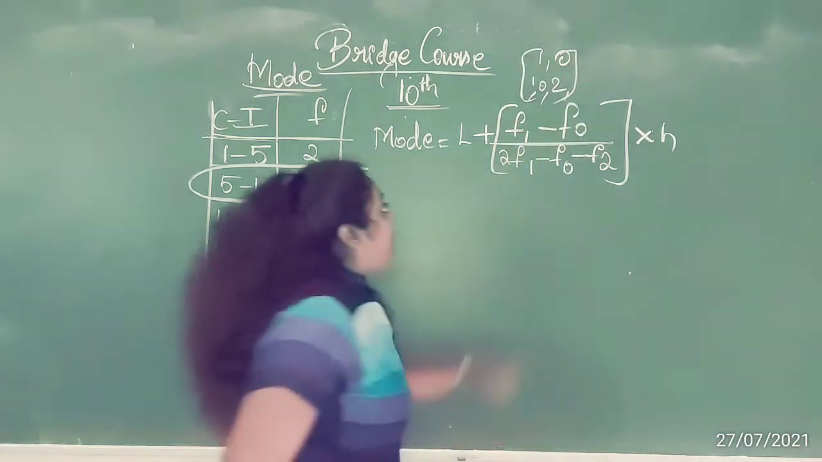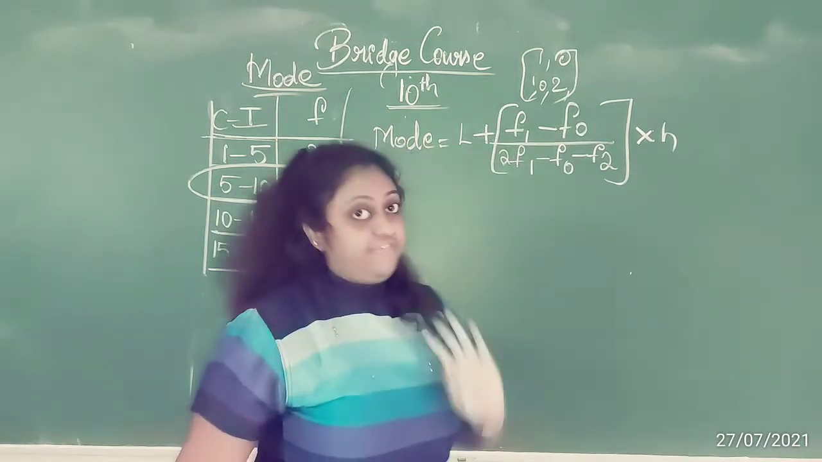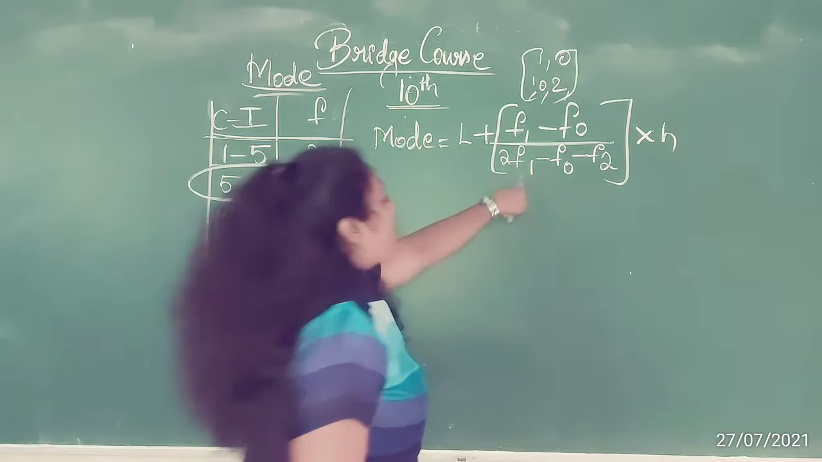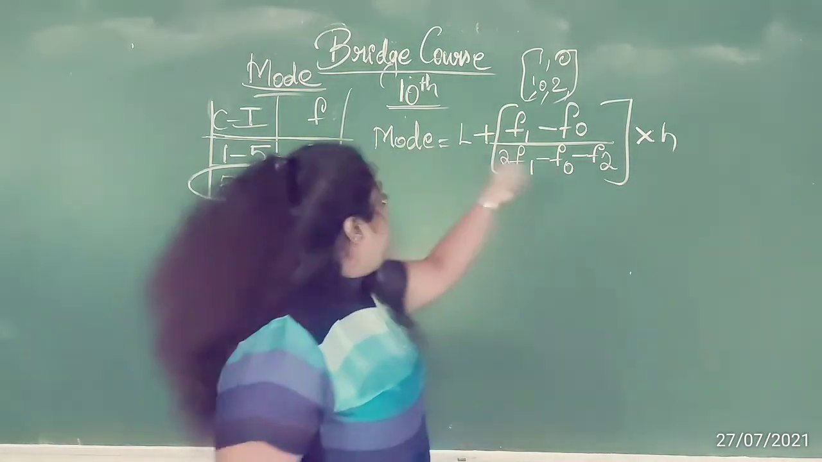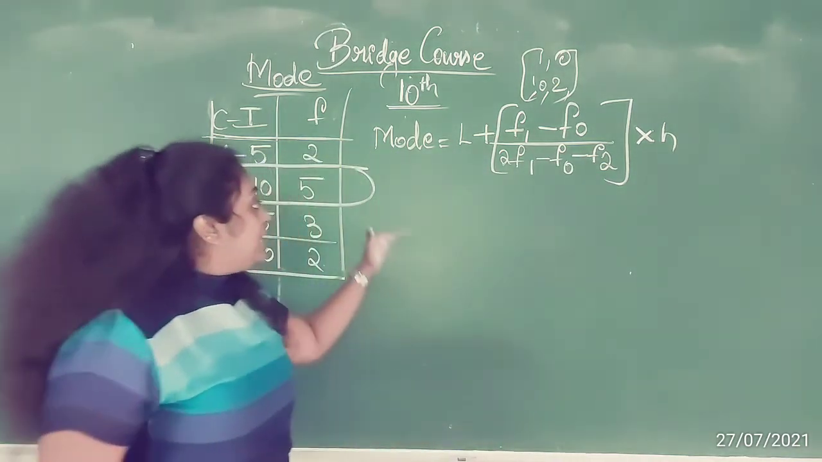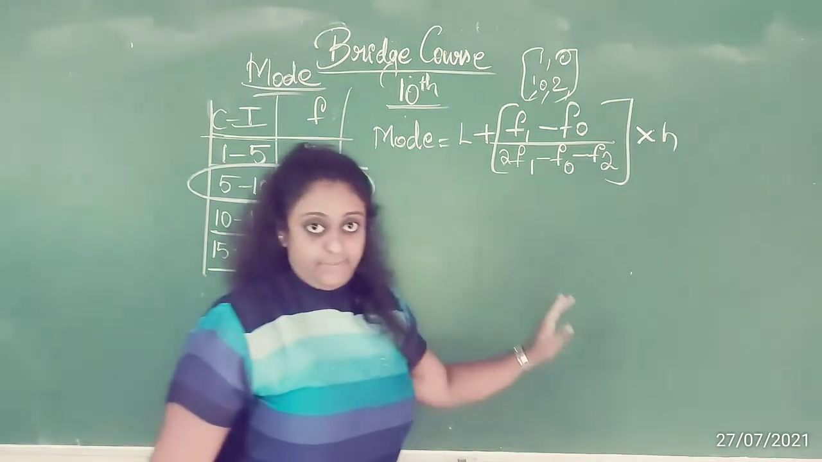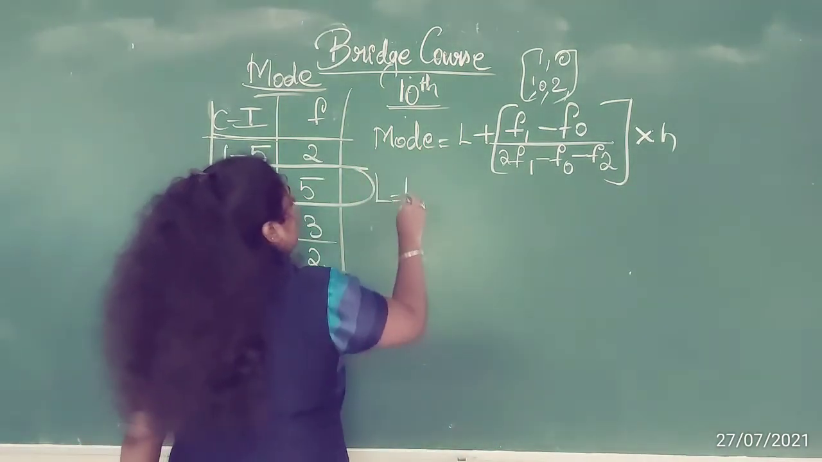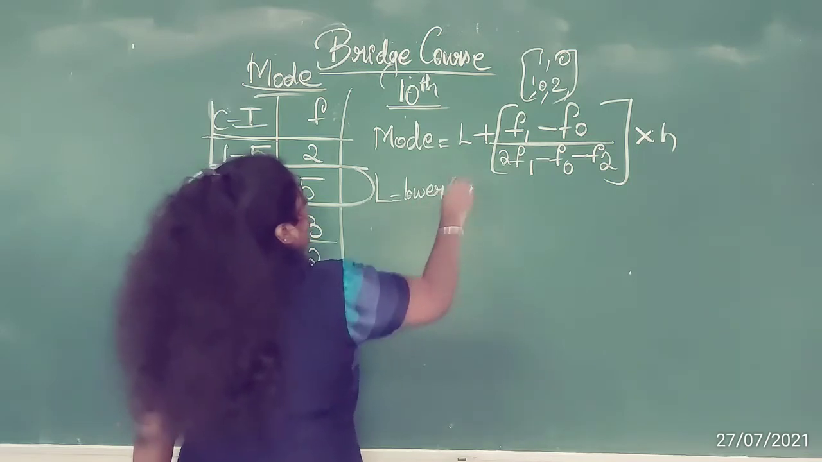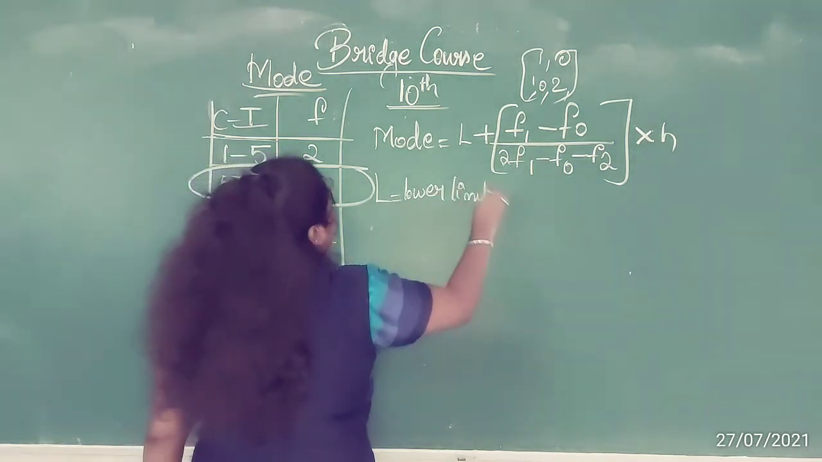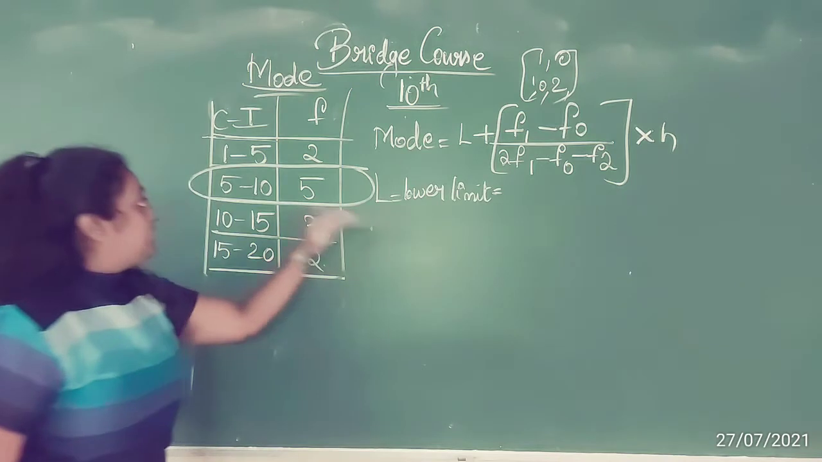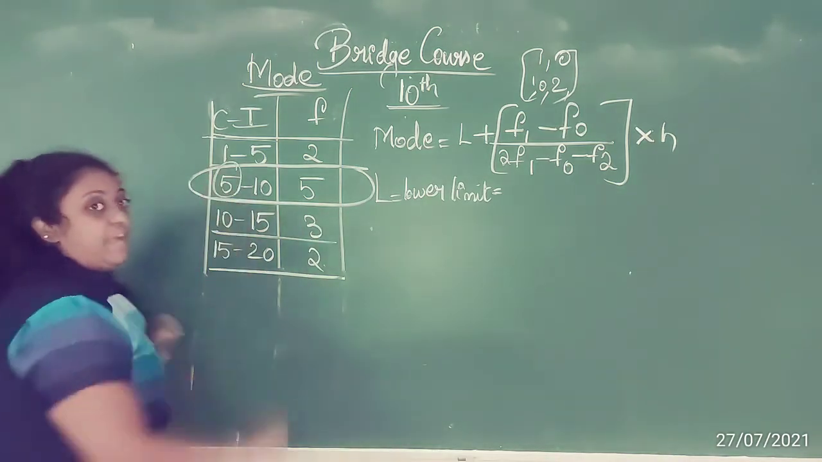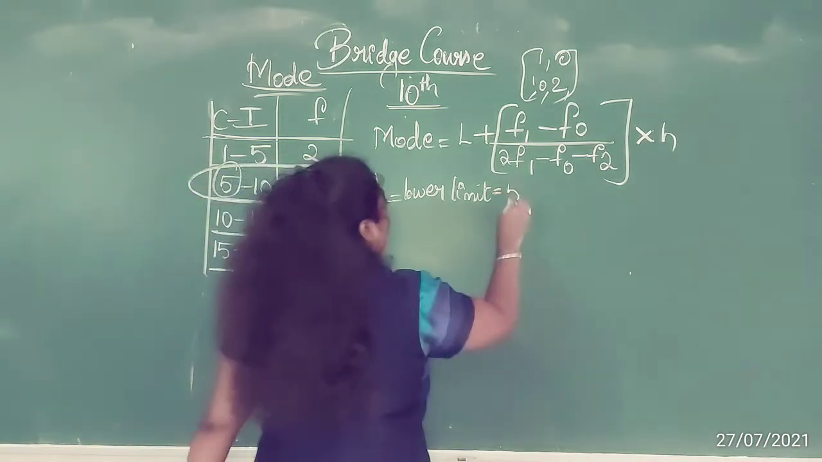So remember, all the alphabet is nothing but your F. So F1 minus F0, 2F1 minus F0 minus F2, L and H. Now let me aggregate all of this and then we will substitute. L is nothing but your lower limit. Lower limit of this class is the starting number. That is 5. Lower limit is 5.